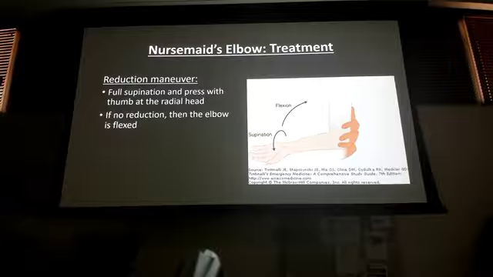But say you can't get it just from doing the radial head push and the supination, then you flex them as well. So it's a two-part maneuver. You don't have to necessarily do the flexion.